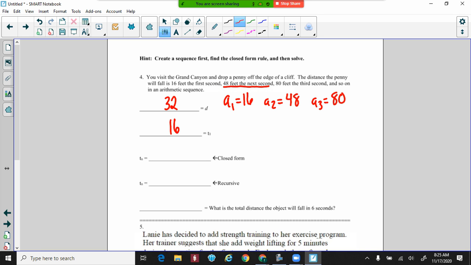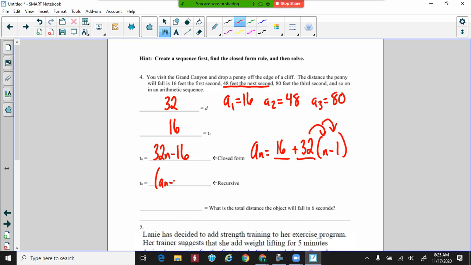All right, so for the closed form formula, again, A of n equals something plus something times n minus 1. My first term ends up being 16. This ends up being 32. Again, distribute. You're going to get 32n minus 16 for your overall closed form formula. The recursive, you're adding 32 every single time: A of n minus 1 plus 32.